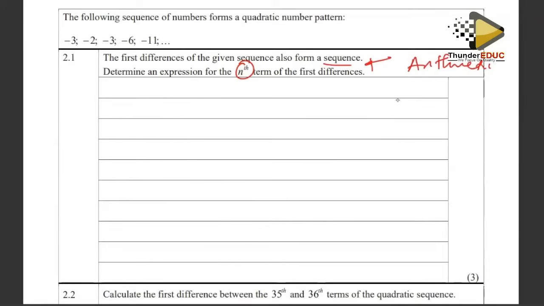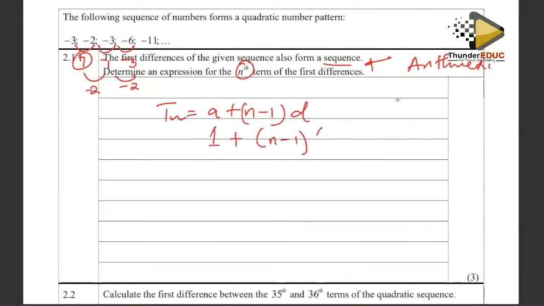So if you have -3, -2, what's happening there? We are basically adding a 1, and then there we are subtracting a 1, and then we are subtracting a 3, meaning that our second difference is basically -2. So we say Tn is equal to a plus (n minus 1) into d. So our first term for the first difference is 1 plus (n minus 1) multiplied by -2. So it's -2n plus 2 plus 1, which is -2n plus 3. So that's what the question wanted.